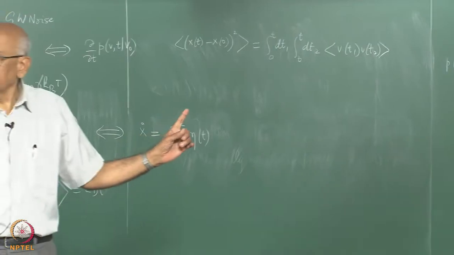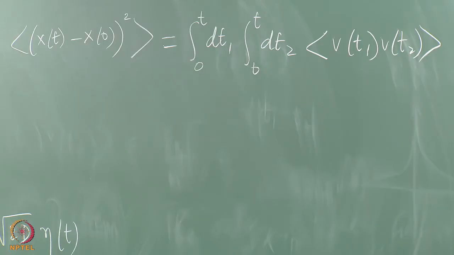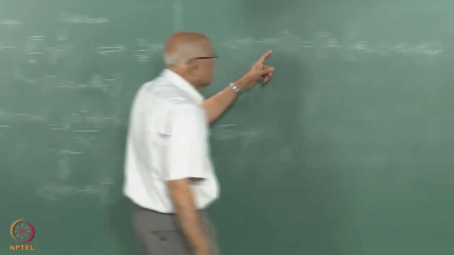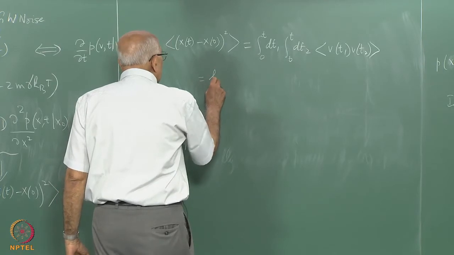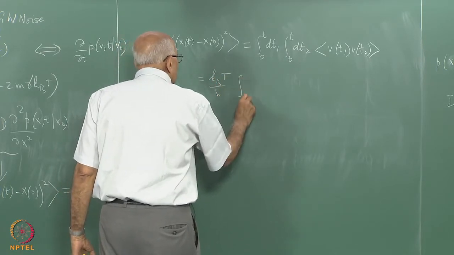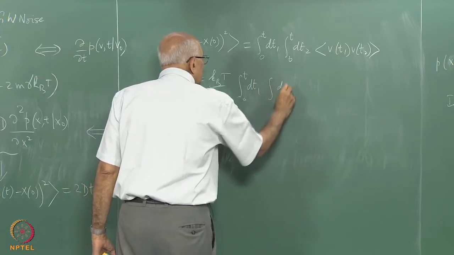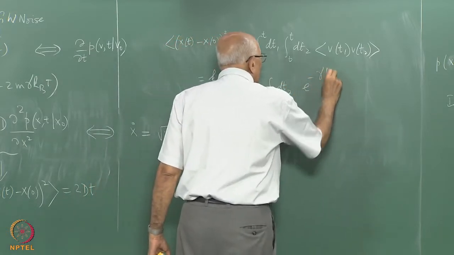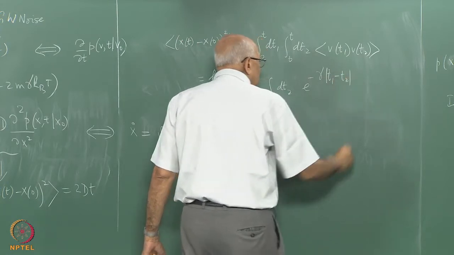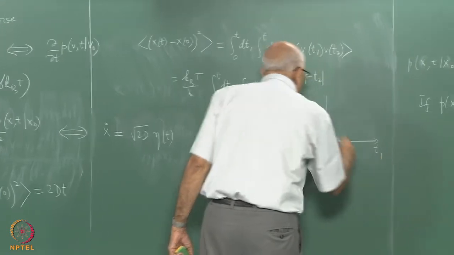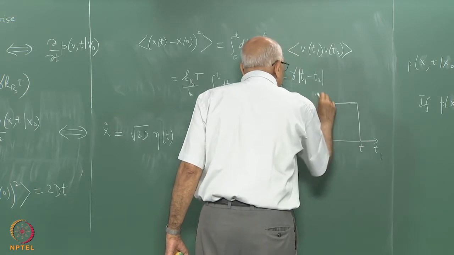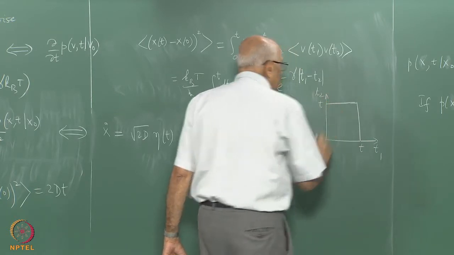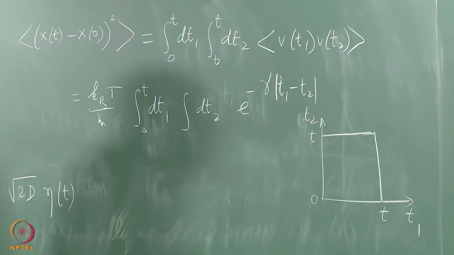And we need to compute this quantity. But now we have the explicit expression for this correlation function. And this is true by the very definition of velocity. So this is equal to k_B T over m, integral 0 to t dt1, integral dt2 e to the minus gamma mod t1 minus t2. Now what's the region of integration? In the variables t1 and t2, the region of integration is 0 to t in each case.